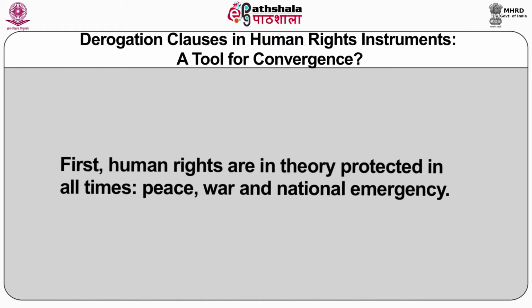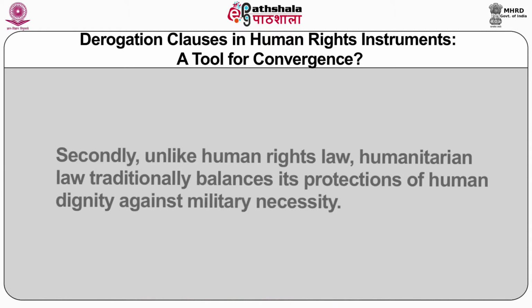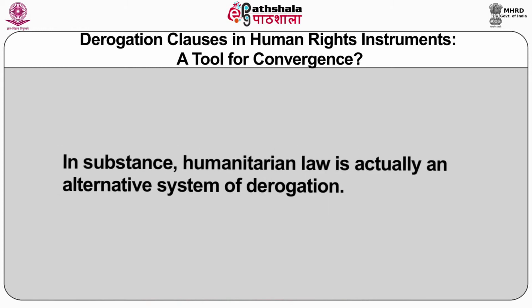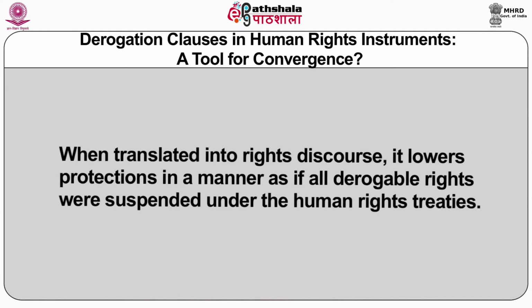First, human rights are in theory protected in all times: peace, war, and national emergency. Secondly, unlike human rights law, humanitarian law traditionally balances its protections of human dignity against military necessity. In substance, humanitarian law is actually an alternative system of derogation. When translated into rights discourse, it lowers protections in a manner as if all derogable rights were suspended under the human rights treaties, with some exceptions.